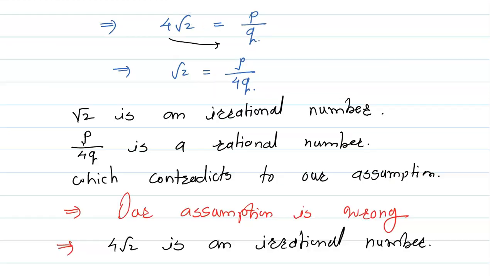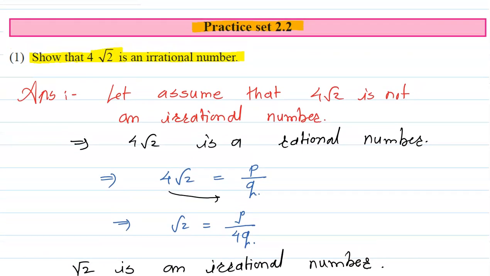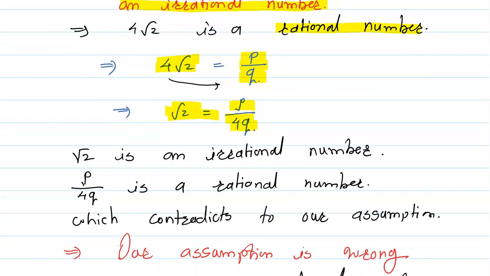Within the indirect method of proving, keep in mind, first of all we assume that whatever is given is false. That means the statement that 4 times root 2 is an irrational number is false. So we assume that 4 times root 2 is not an irrational number, which means it is a rational number. So we can write 4 times root 2 is of the form p by q. On shifting 4 we have root 2 equals p divided by 4q. But root 2 is an irrational number and p divided by 4q is a rational number. They can never be equal, which contradicts our assumption.